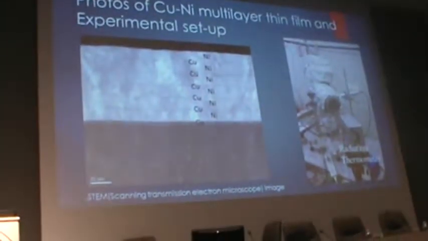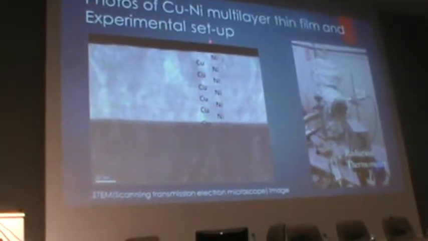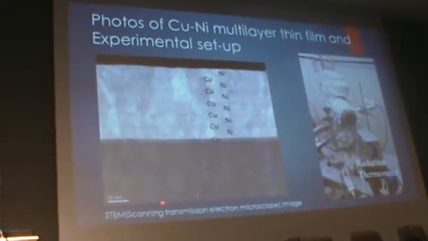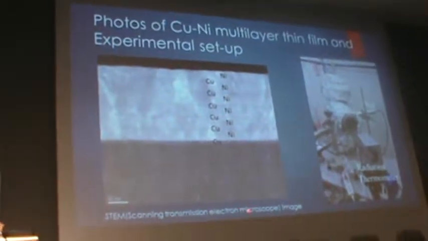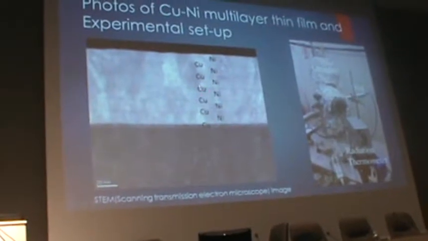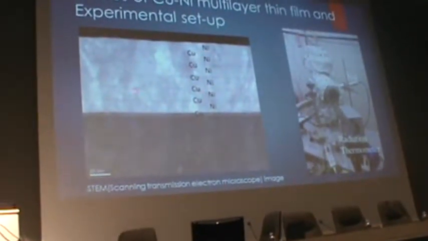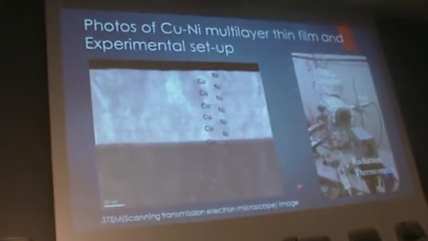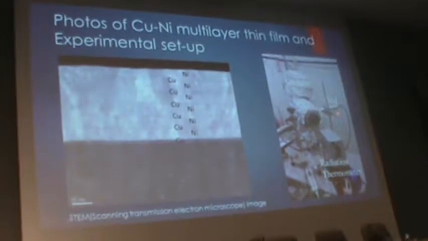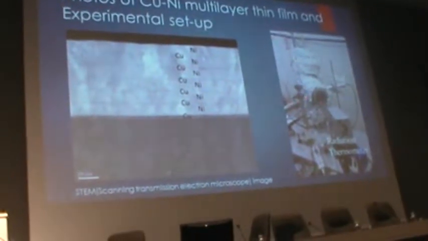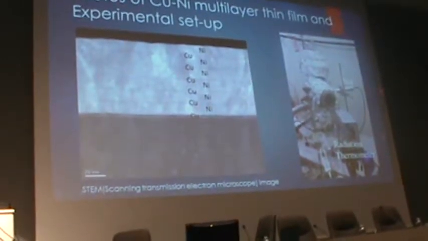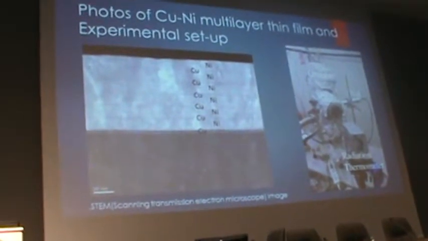Okay, this is a photograph of the copper-nickel multilayer thin film and the experimental setup. This is an image from STEM, a scanning transmission electron microscope. You can see that the copper and the nickel are fabricated like this. Okay. And we have a vacuum chamber of about 10 liters. And also we have a radiation thermometer, and the gamma ray detector is located like this.